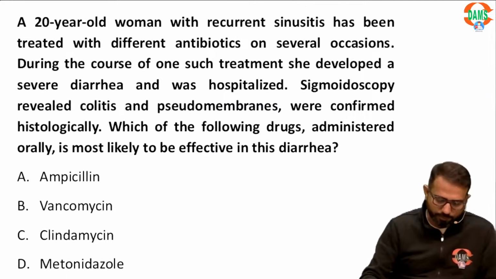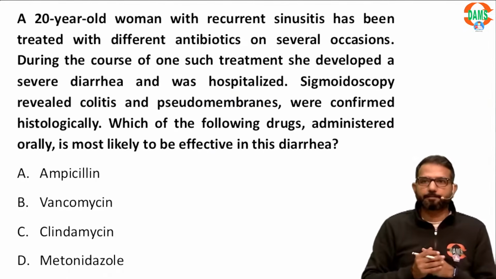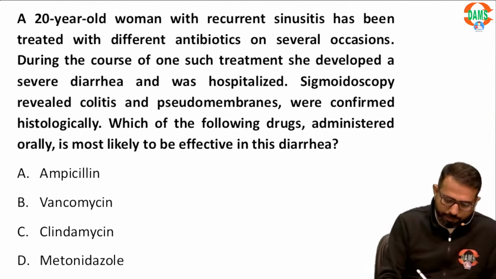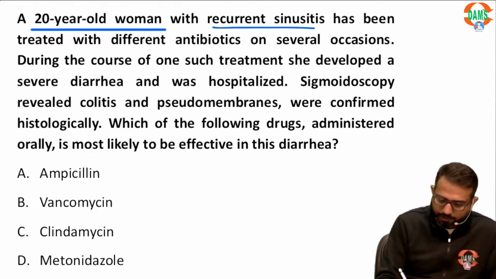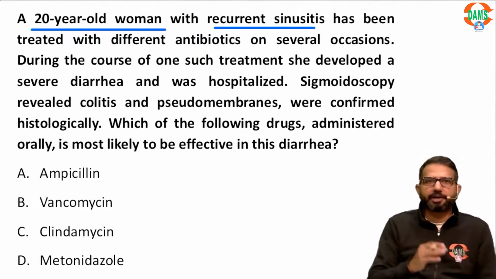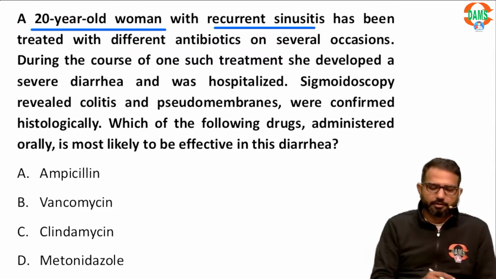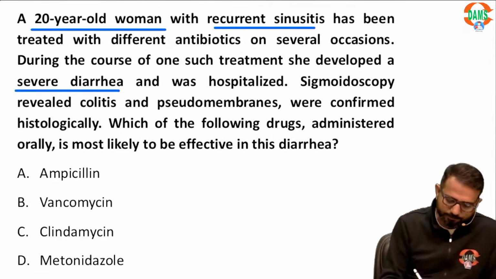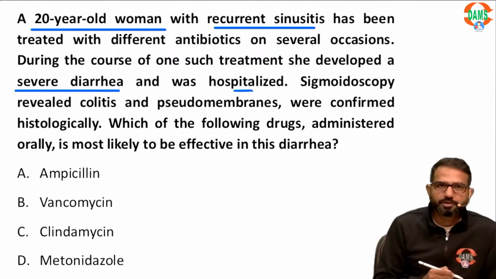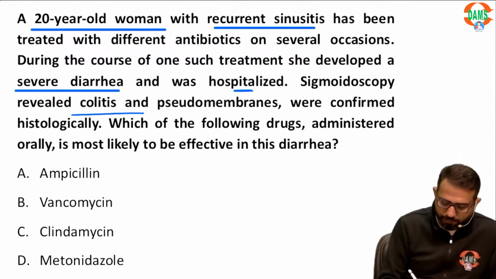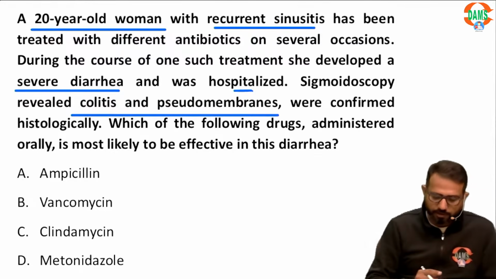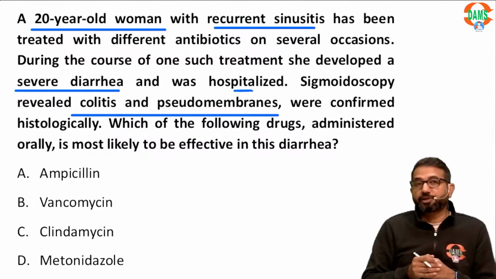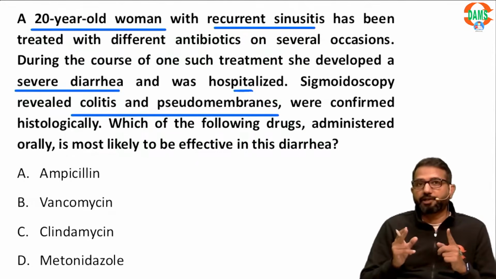Very good, guys. See one more question. Clinical question. A 20-year-old woman with recurrent sinusitis has been treated with different antibiotics on several occasions. Typical Indian. During the course of such treatment, she developed severe diarrhea and was hospitalized. Sigmoidoscopy reveals colitis, and pseudomembranous colitis was confirmed histologically. Which of the following drugs administered orally is most likely to be effective in this diarrhea?